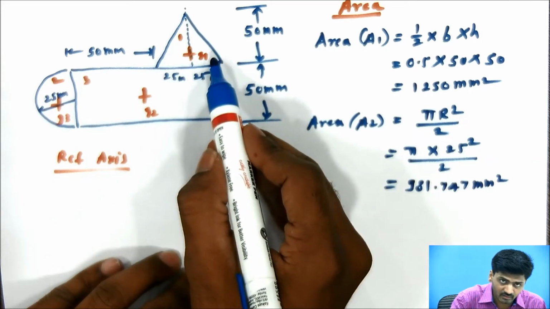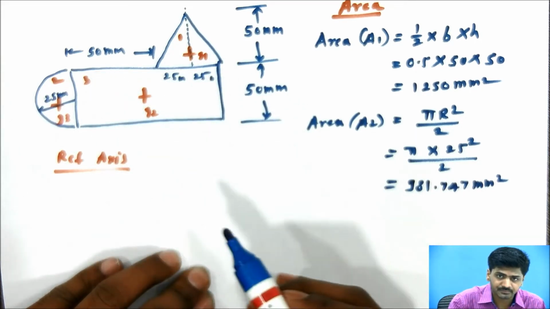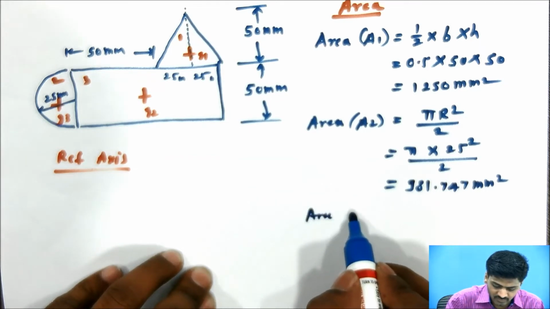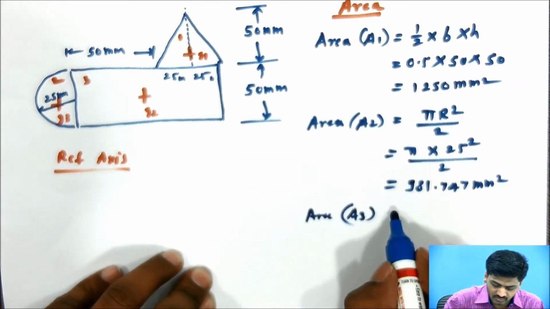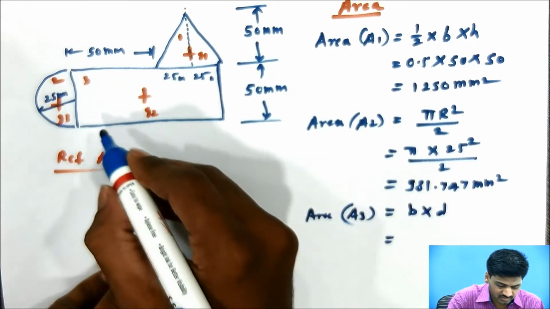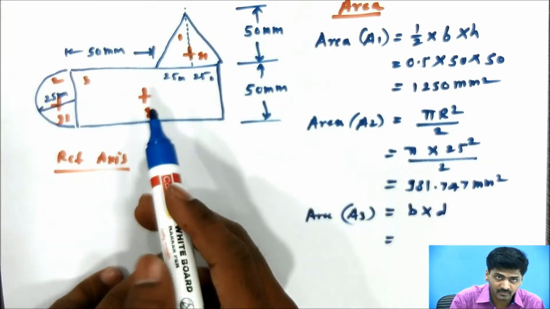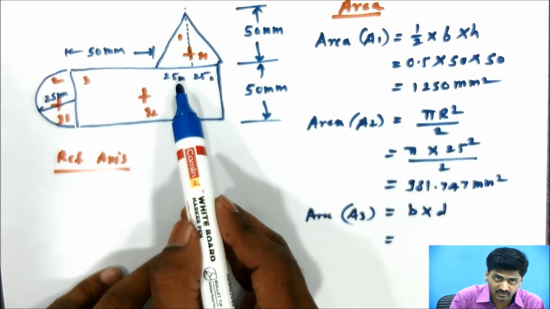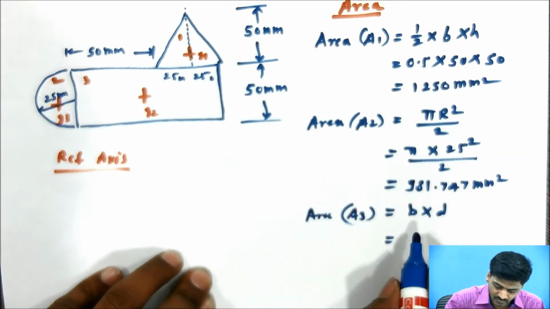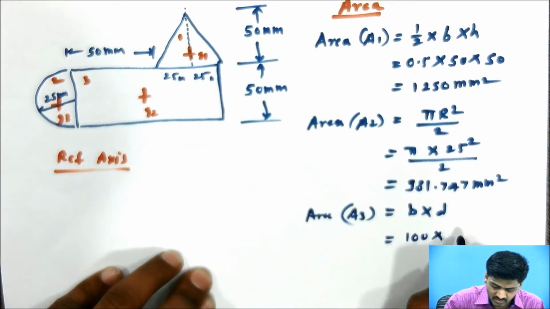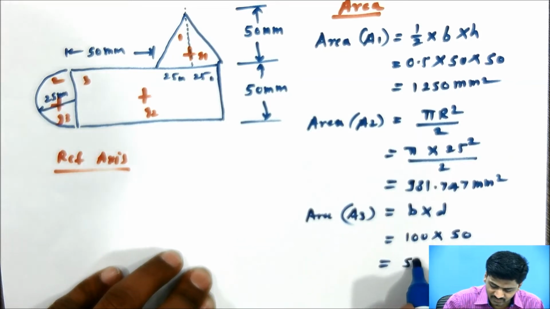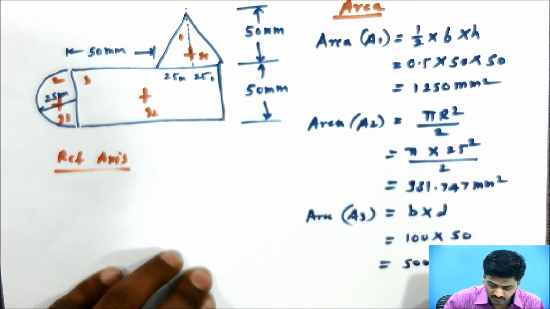Simultaneously find the area of this rectangle. How to identify it? So the area of the third figure, that is A3, is equal to B into D. That is nothing but this total distance 50 and this 50, so 100, and the depth is 50. So 100 into 50. So you will get 5000 mm square.